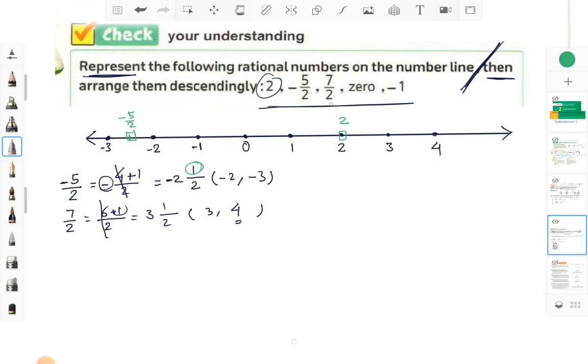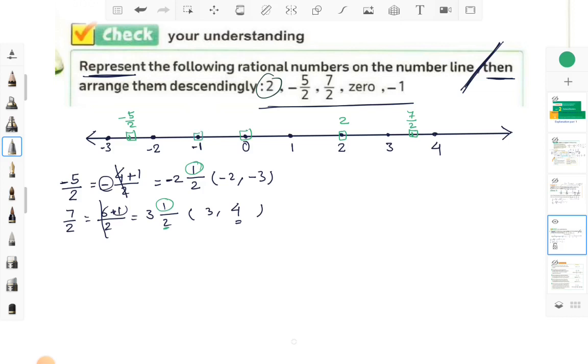Then 7 over 2. 7 over 2 equals 3.5, in between 3 and 4. To divide this space into 2 spaces, like that, and just take one space after 3. Okay, here is 7 over 2. And 0, we have 0 directly, and the last one is negative 1.